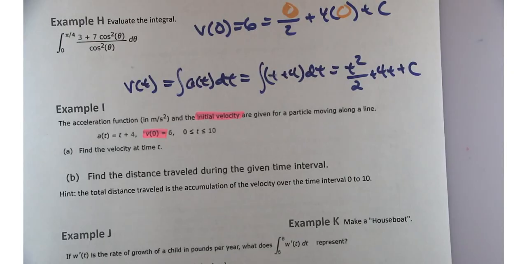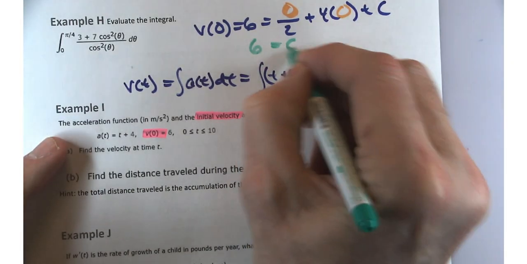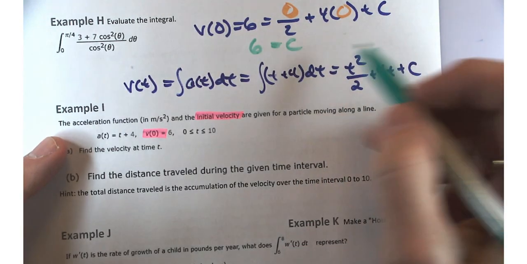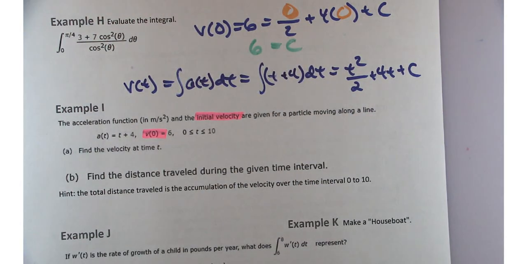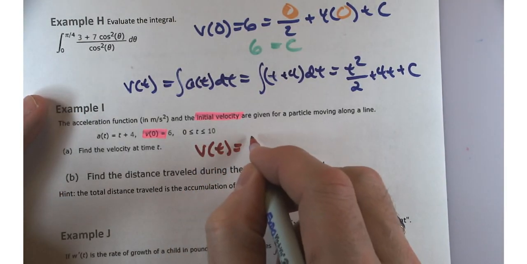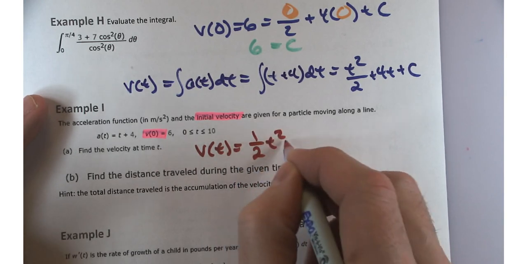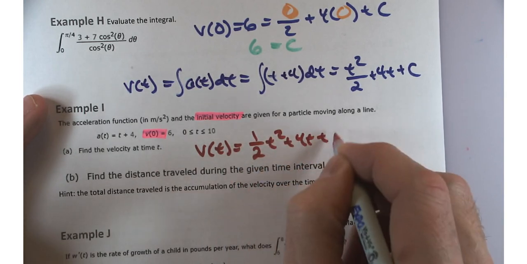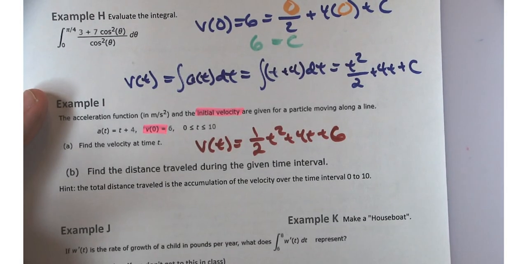This is 0, those disappear, you're just left with c equals 6. So your velocity function is just this. It's going to be v of t is 1/2 t squared plus 4t plus 6. Nice.